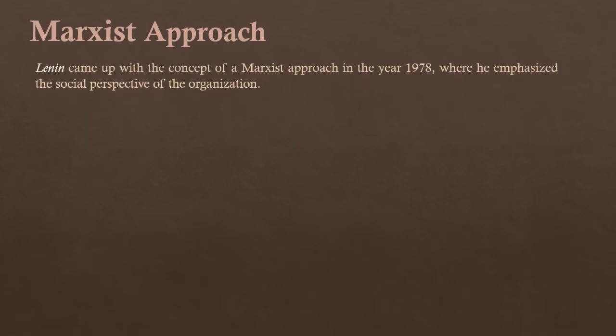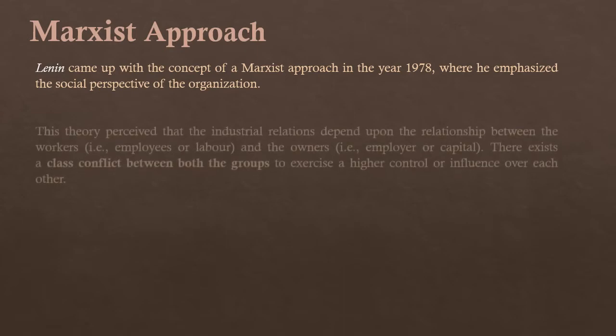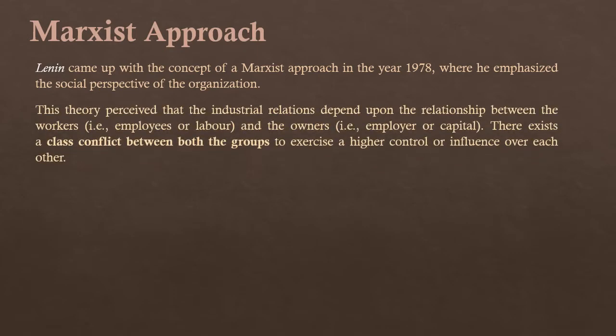Lenin came up with the concept of Marxist approach in the year 1978, where he emphasized the social perspective of the organization. The theory perceived that industrial relations depend upon the relationship between the workers, that is, employees and labor, and the owners, that is, employer or capital. There exists a class conflict between both the groups to exercise a higher control or influence over each other.